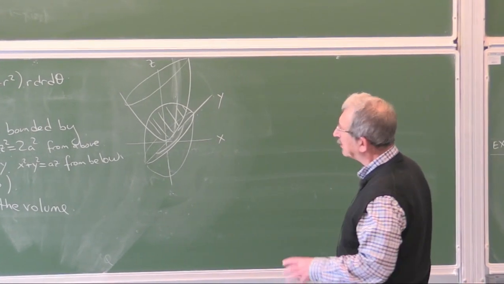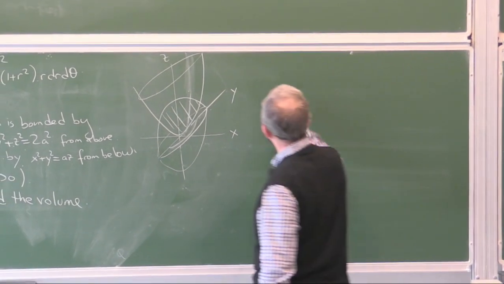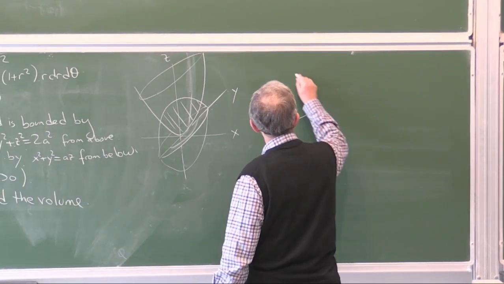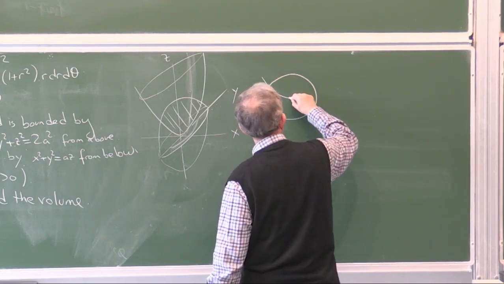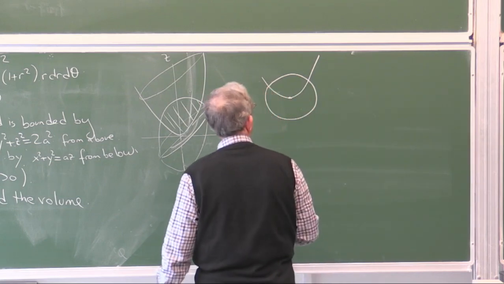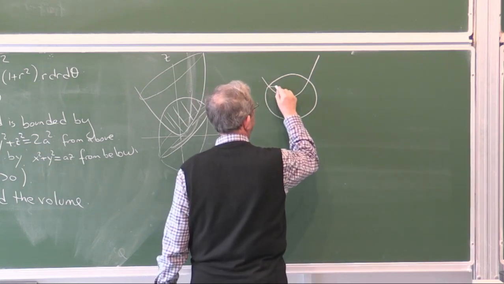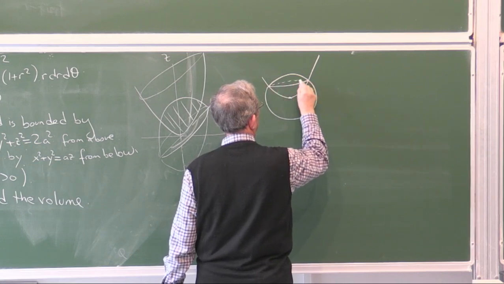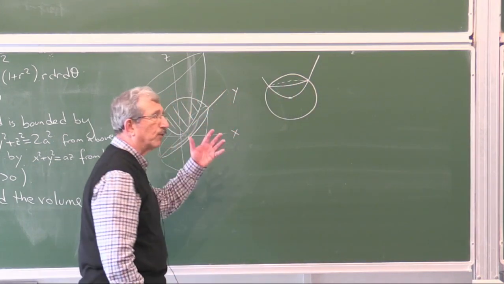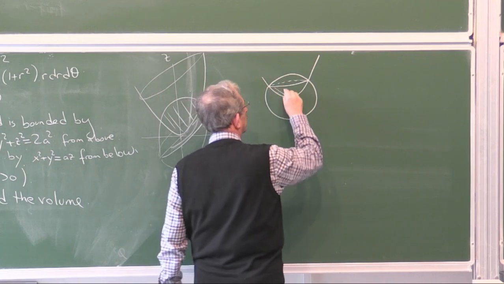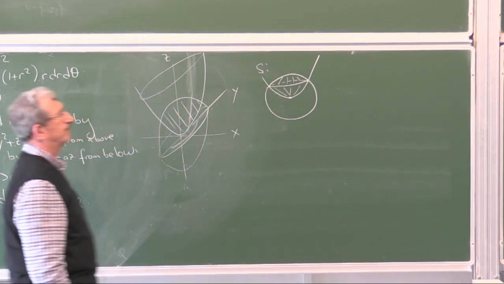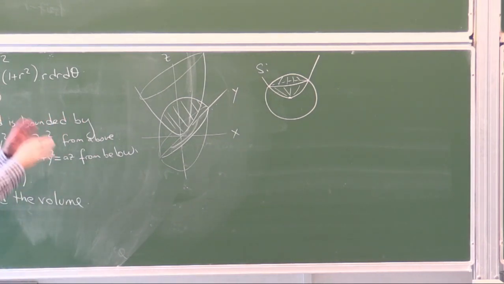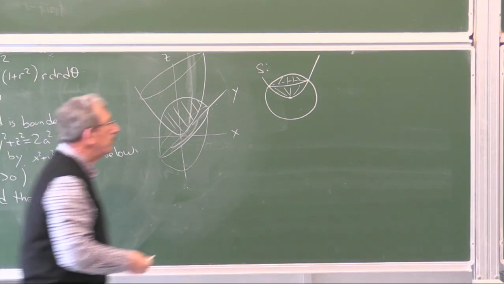Now, to make a better sketch, we have a sphere and we have a paraboloid. I'm sketching a cross-section here. And of course, they intersect at some curve. And so, the solid in question is this. At the top, you have the sphere. At the bottom, you have the paraboloid.